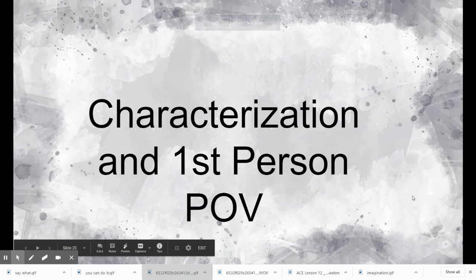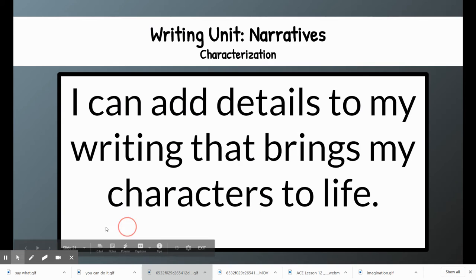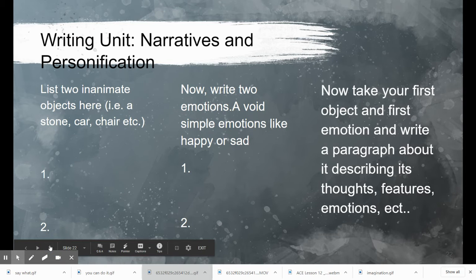Okay, so today we're going to be talking about another narrative technique, characterization and point of view. By the end of this lesson, you should be able to go back and revise your narrative to add details to your writing that can help bring your characters to life. So, let's begin with some practice using figurative devices, especially personification.